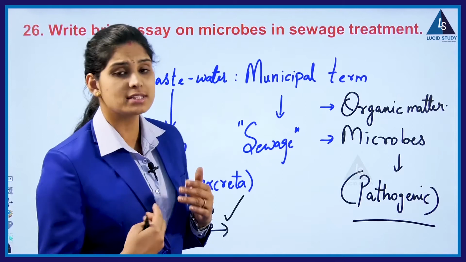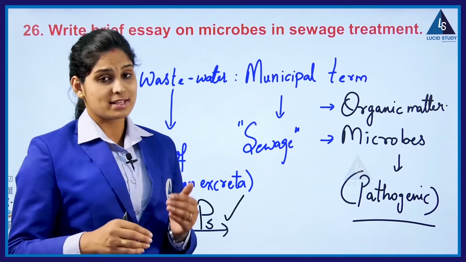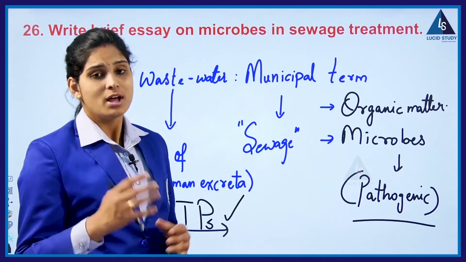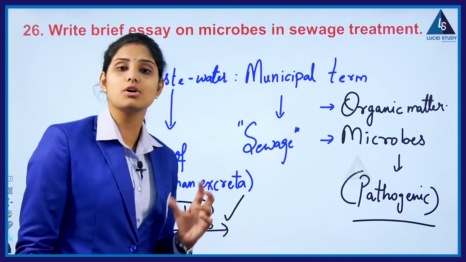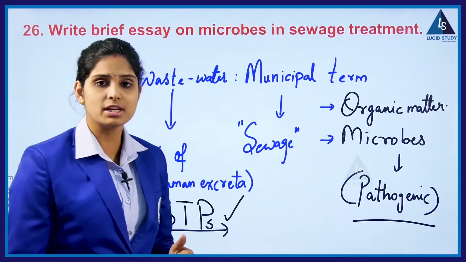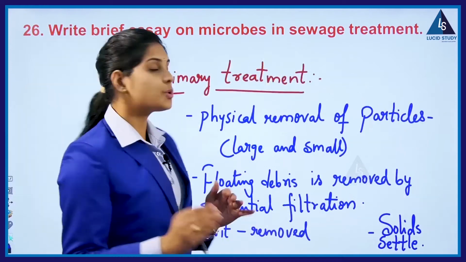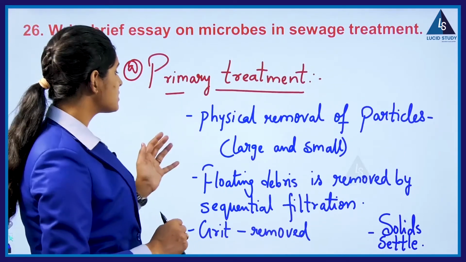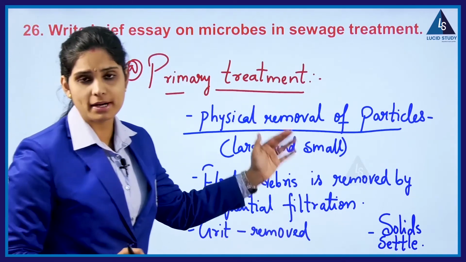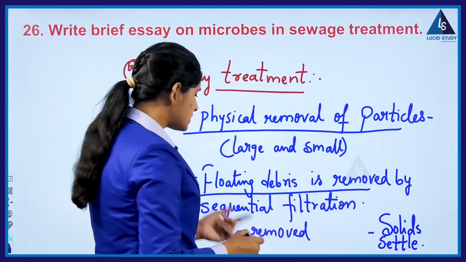The treatment is done in two different stages. The first one is the primary treatment, and the second one is the secondary treatment or biological treatment. This is the phase where the heterotrophic bacteria naturally present in the sewage are used to treat it. The primary treatment is the physical removal of particles, where large and small particles are removed. Floating debris is removed by sequential filtration.